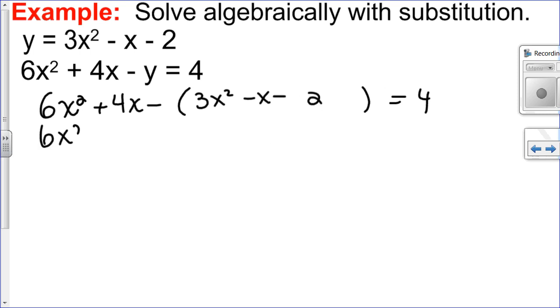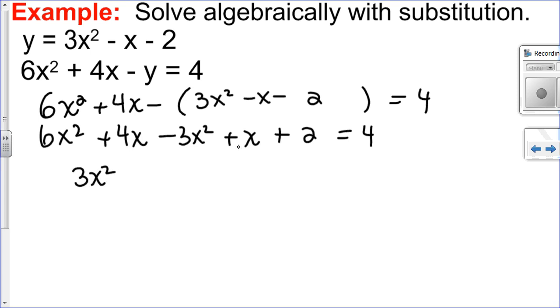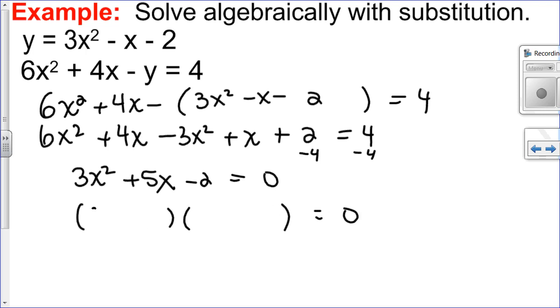So let's tidy this up. So I'm going to subtract 3x squared, subtract a negative x, which becomes positive, subtract a negative 2, which also becomes positive, equals 4. So 6x squared take away 3x squared. 4x and x is 5x. And then I'm going to subtract 4 from both sides. Negative 2 is equal to 0. So I have now just one equation just with x's, and it's quadratic. So to solve this, I'm just going to factor.